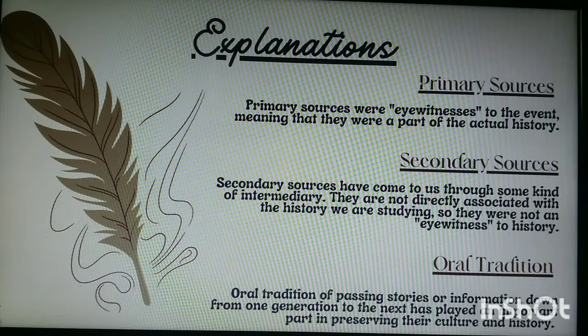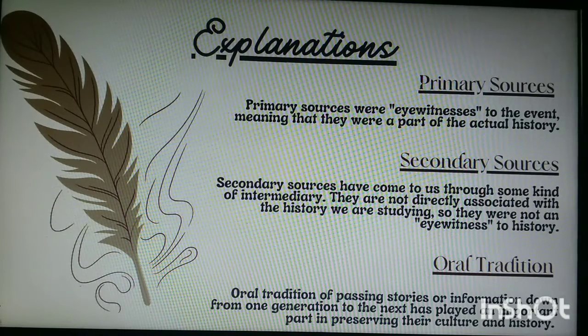When we talk about the sources, there is one more thing that plays an important role to pass on the information. That is oral tradition. Oral tradition is passing stories or information down from one generation to the next. It also plays an important role in preserving the culture and history.